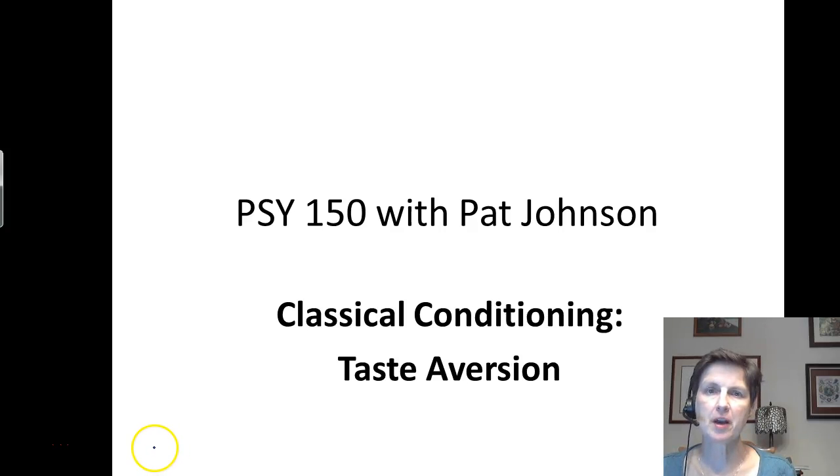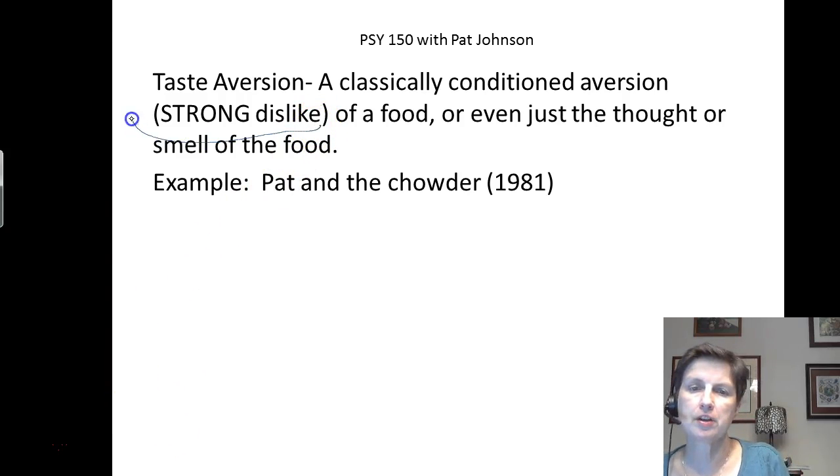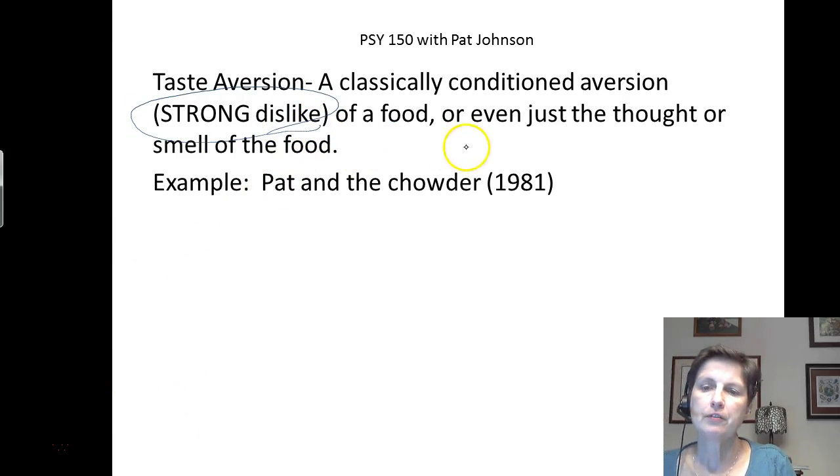And the specific type is taste aversion. Taste aversion is classical conditioning. It's a specific type of classical conditioning, and it involves when we develop a really strong dislike to a particular food or beverage. So here's our definition. Taste aversion, a classically conditioned aversion. An aversion means a strong dislike of a food or even the thought or smell of the food.